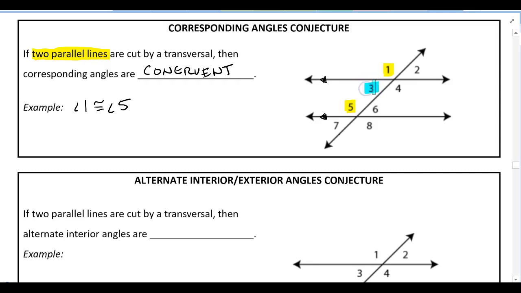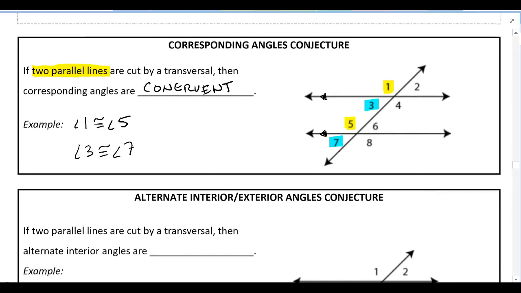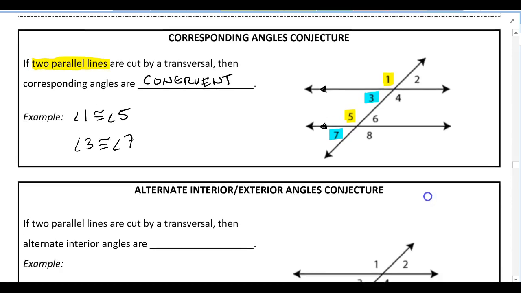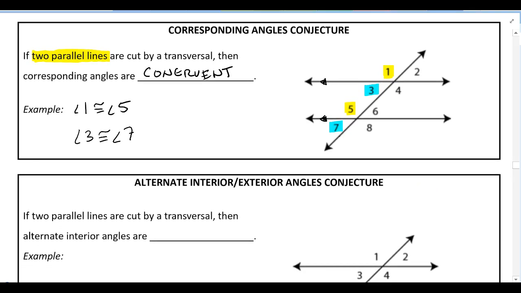Or 3 and 7, that's another pair. So angle 3 is congruent to angle 7. Alright, so this is just two of the four pairs of corresponding angles that would be congruent. The other two pairs would also be congruent. So this is kind of nice because it's going to help us to solve more problems if we know that the lines are parallel.